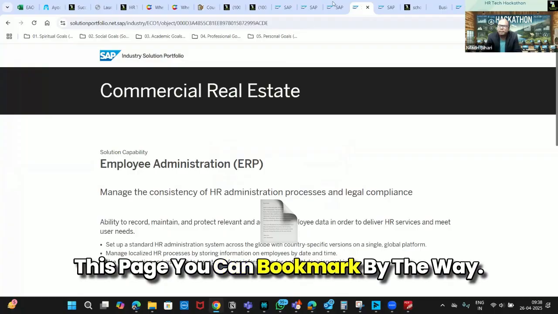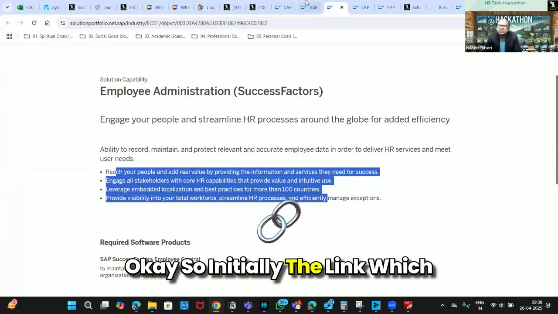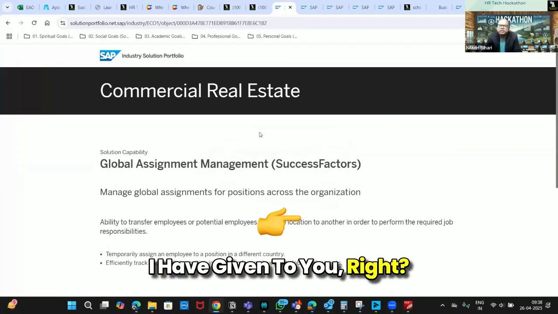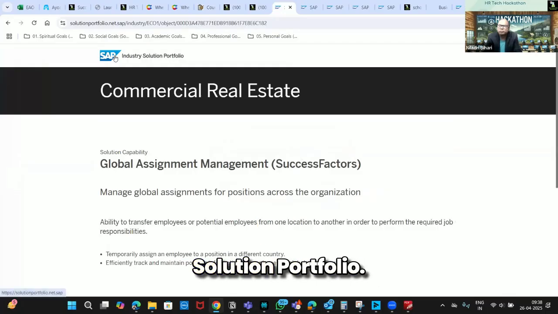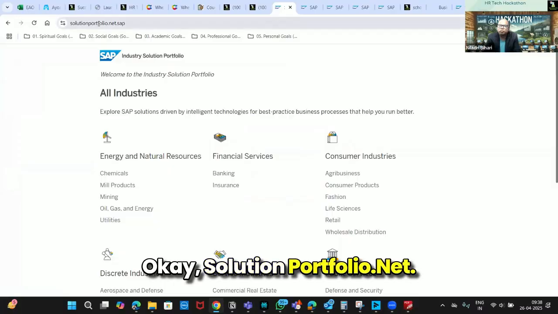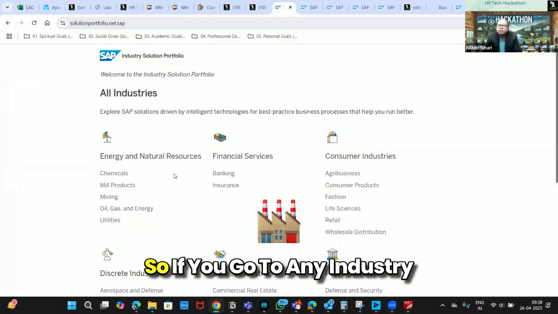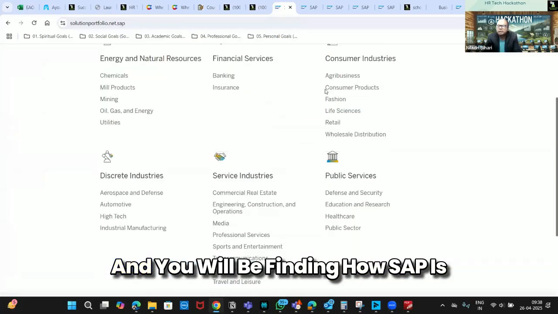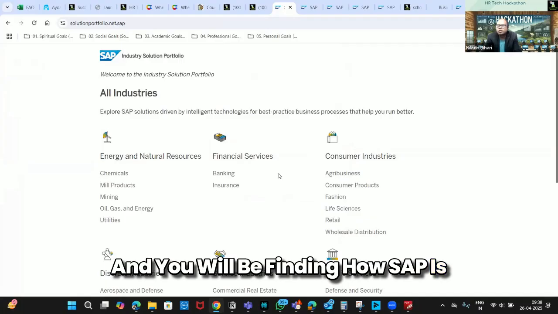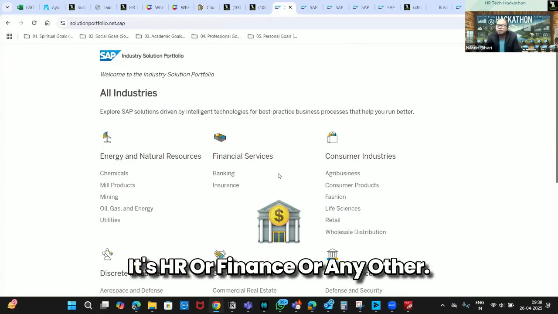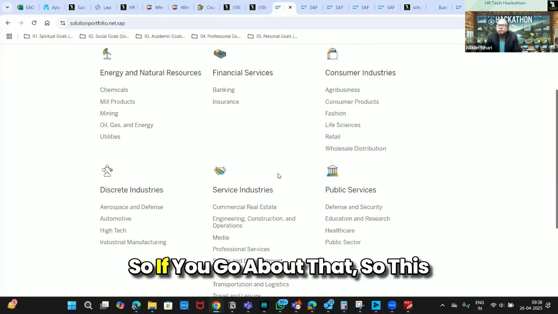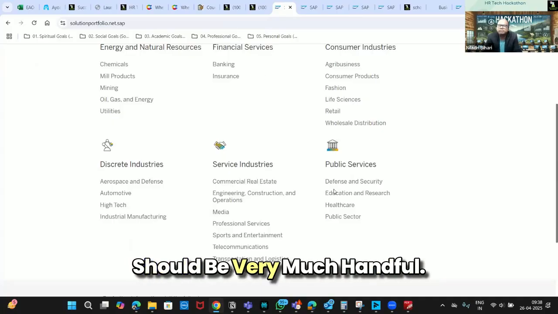This page you can bookmark, by the way. The link which I had given to you initially is the industry solution portfolio, solution portfolio.net.sap. From there, if you go to any industry, you will find how SAP is fulfilling the criteria, whether it's HR or finance or any other. So this will be very helpful.